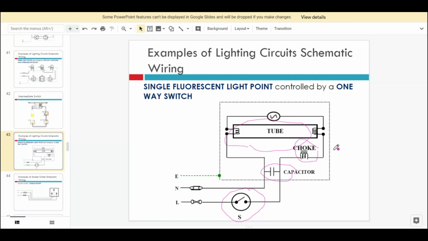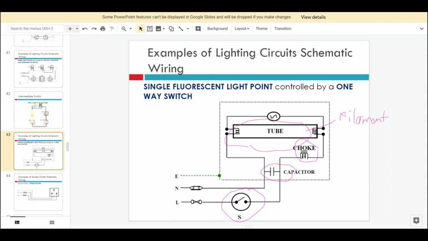We have two types: magnetic ballast and also electronic ballast. Electronic ballast is more efficient compared to the magnetic ballast. The function of this choke or ballast is as a current limiter. It will control the voltage and also the current to make sure that sufficient current flows through the filament or the tube. Here we call it the tube or the filament.